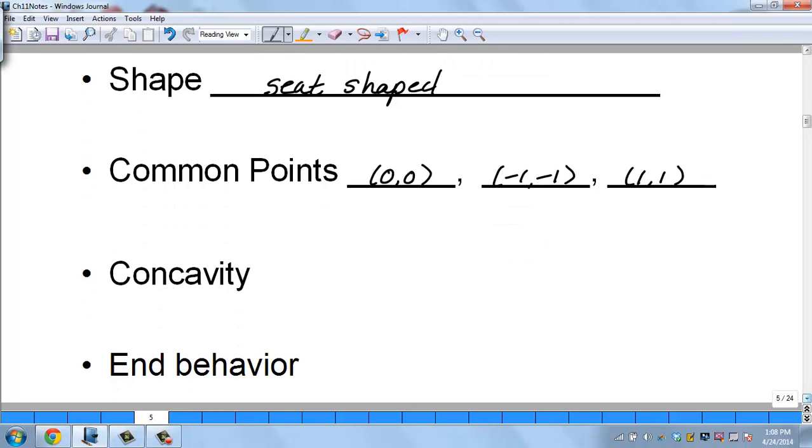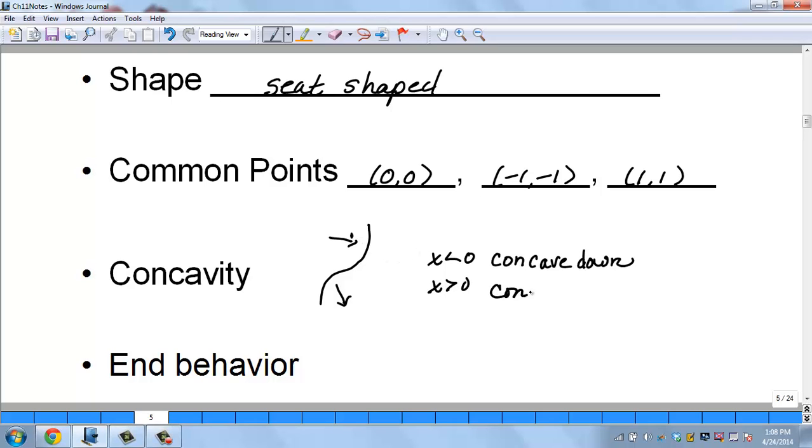Concavity. Well, because it looked like this. When x is less than 0, it was concave down like a frown, so that would be this part right here. When x was greater than 0, which is this part right here, it was concave up like a cup. So that's how the concavity works.